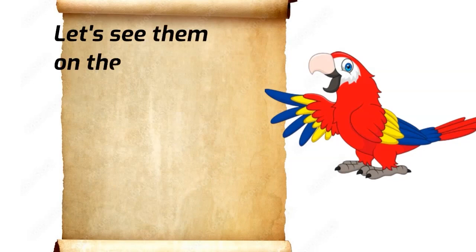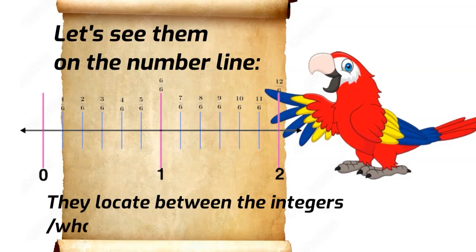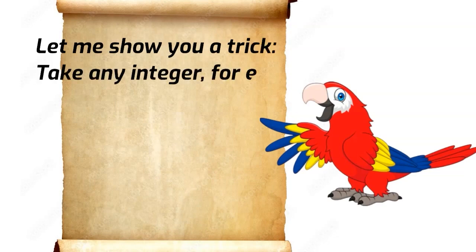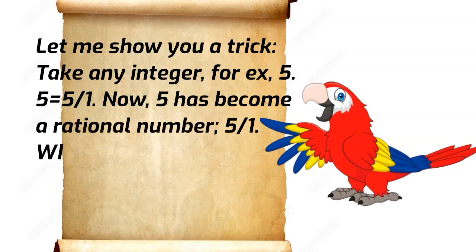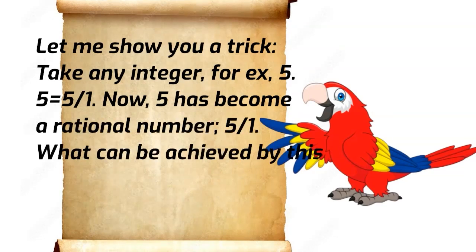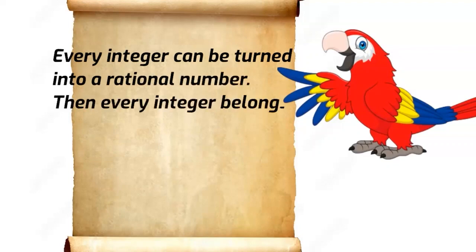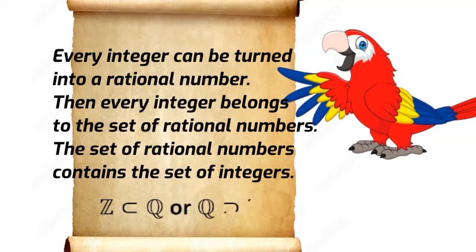Now, let's see them on the number line. As you may notice, they are located between the integers, our whole numbers. Let me show you a trick. Take any integer. I will take 5, for instance. 5 equals 5 firsts. Now, 5 has become a rational number, 5 over 1. Okay, but what can be achieved by this? The result is that every integer can be turned into a rational number. Then every integer belongs to the set of rational numbers. The set of rational numbers contains the set of integers.